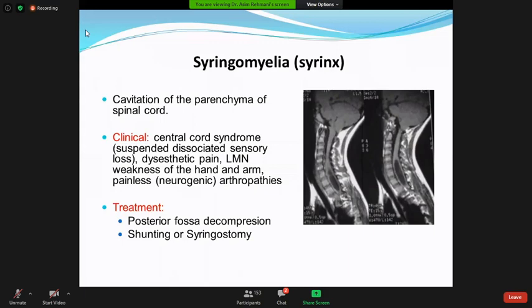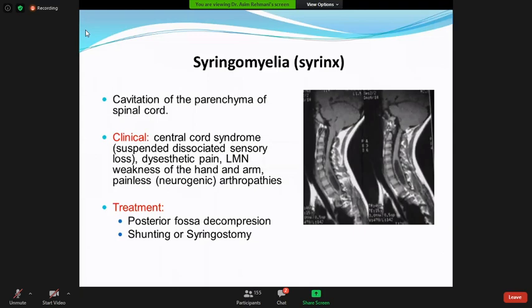And this syringomyelia is also associated with dysesthetic pain, lower motor neuron type of weakness in upper limbs, which is usually weakness and wasting of hand muscles, and upper motor neuron signs in lower limbs.